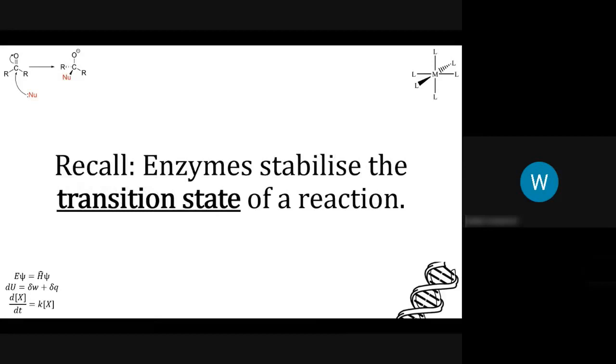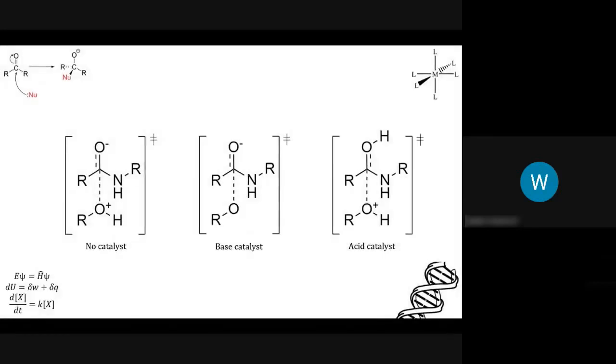Now, recall that enzymes catalyze reactions by stabilizing the transition state of a reaction. In the absence of a base or acid, there's both a developing positive and negative charge on the transition state of the reaction, and this tends to be less stable. Now, in the presence of an acid or base, one of these charges is neutralized. So, in the presence of a base, the positive charge is neutralized, while with an acid, the negative charge is neutralized. And this leads to a stabilization of the TS and hence a lower EA overall for the reaction, speeding up the reaction.